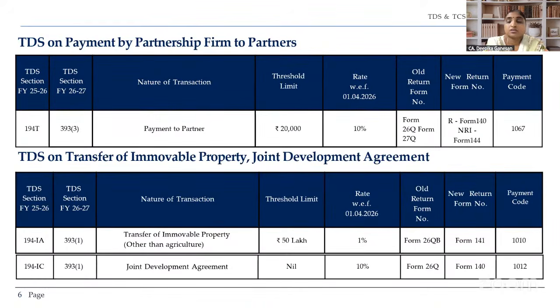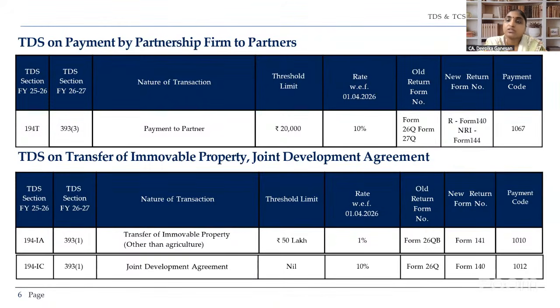So next is in case of payment to partners in a partnership firm. So 194T was introduced very recently. That is replaced with section 393 subsection 3. Threshold limit is 20,000 and the TDS rate is 10%. So old form, that is for resident it was 26Q and non-resident it was 27Q.